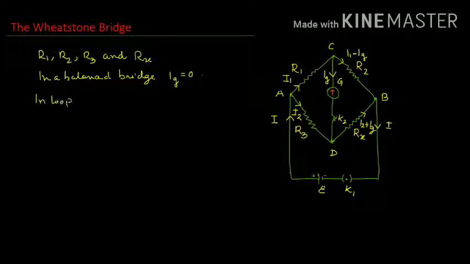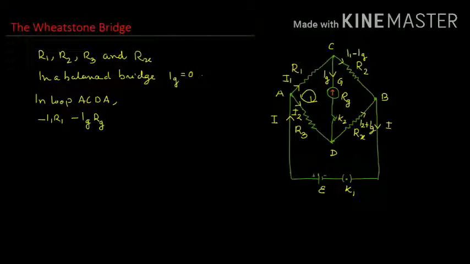In loop ACDA, we start from the point A, then go clockwise, that is A to C, then C to D, then D to A. So when we go from A to C in the direction of current I1, the product I1 R1 is taken to be negative, so minus I1 R1. Then we go C to D in the direction of current Ig, then the product Ig into the resistance of the galvanometer, suppose the resistance of the galvanometer is Rg, is taken to be negative. Product minus Ig into Rg is negative.